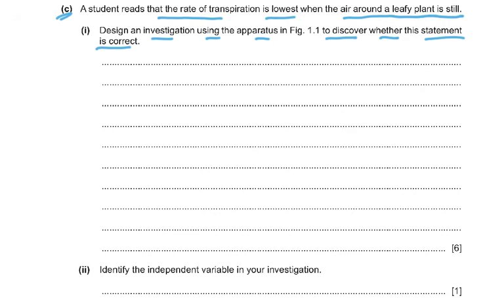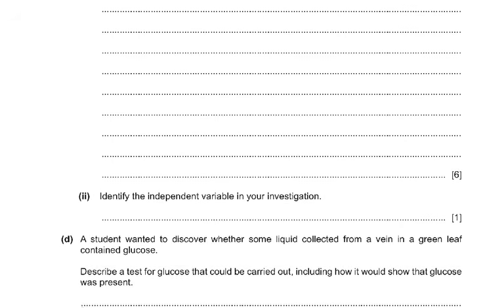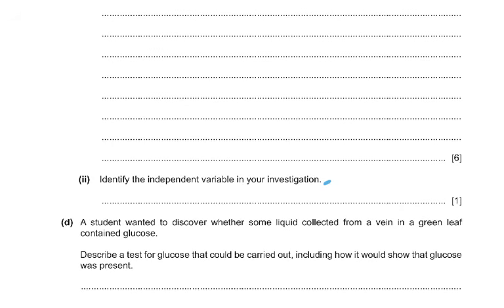And you need to move the meniscus back to the start of the scale, or we say this, reset the apparatus. And you repeat with the leafy stem of different plants, so that you can see, is it for all plants, is it only specifically for this plant. And then it says identify the independent variable in your investigation.